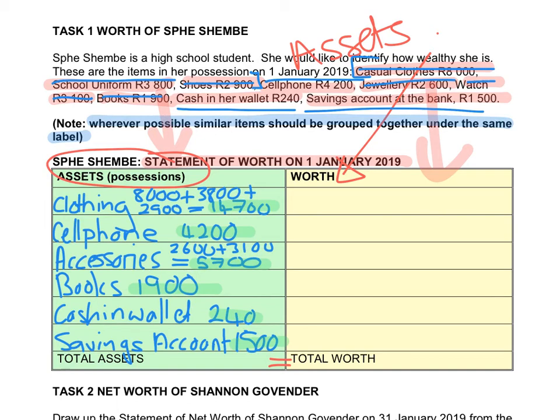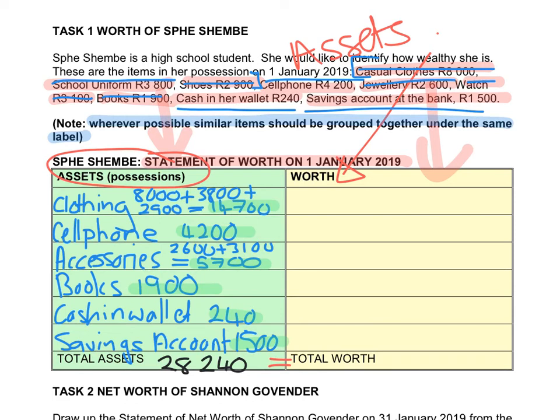Have you gotten it? What answer did you get? Did you get 28,240? Well done. That you fill as your total assets next to total assets.